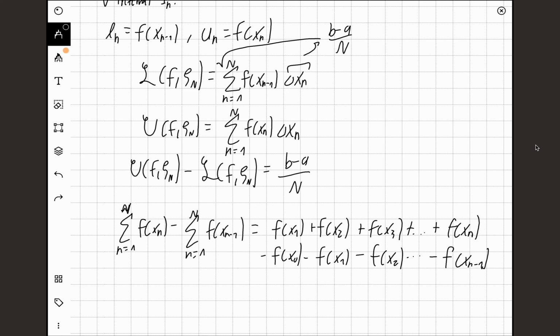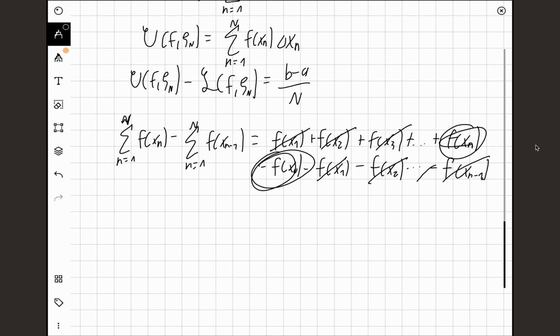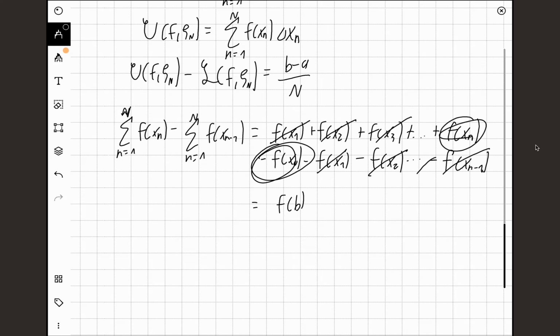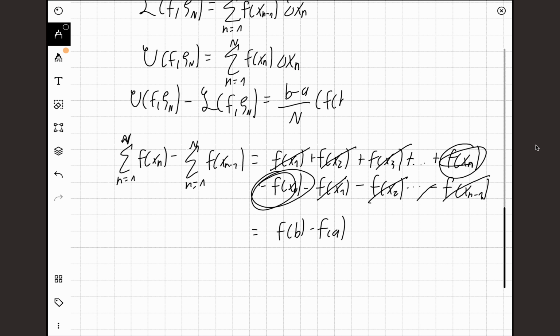So basically, I get this over here, and you're going to notice that f of x1 minus f of x1, f of x2 minus f of x2, these all cancel. The only thing that remains is the first term and the last term. And again, we said that the first term, x0, is the same thing as a, and xn is the same thing as b. So what we're going to be left with is just f of b minus f of a. So if I go back to this over here, this will be b minus a over n times f of b minus f of a. This is what this difference will equal.